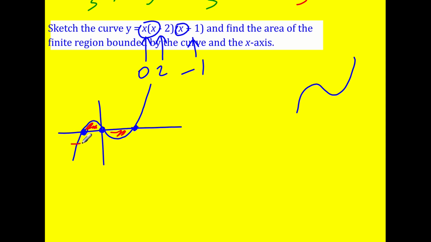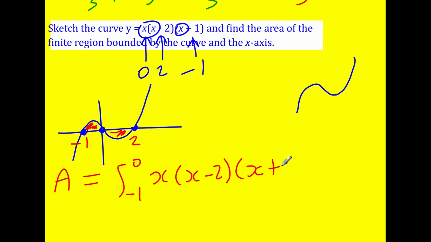So we've got minus 1, 2 here. So what we want is, let's go for it. The total area is going to be the integral from minus 1 to 0 of x(x minus 2)(x plus 1) with respect to x. And then because this bit's going to be negative, I'm going to minus the integral from 2 to 0, same thing.